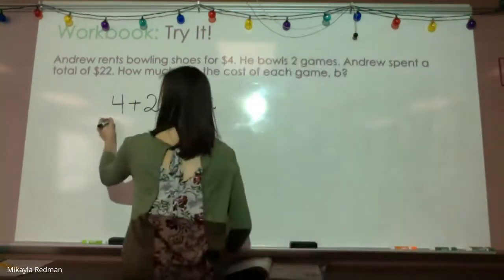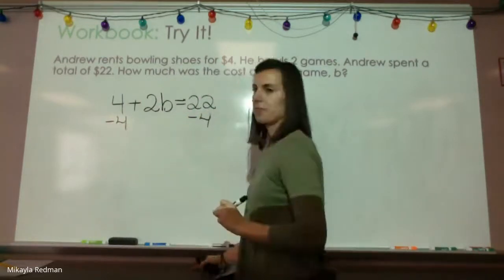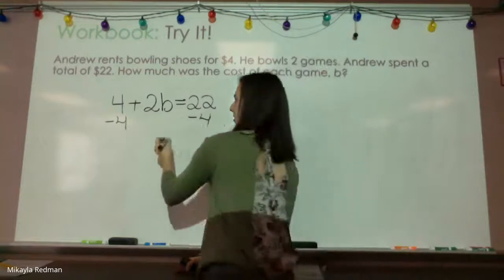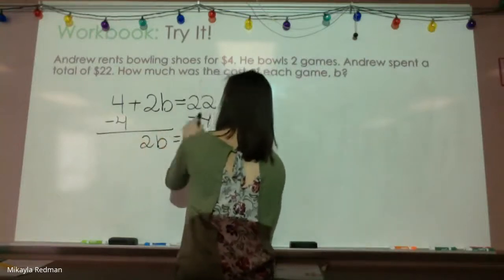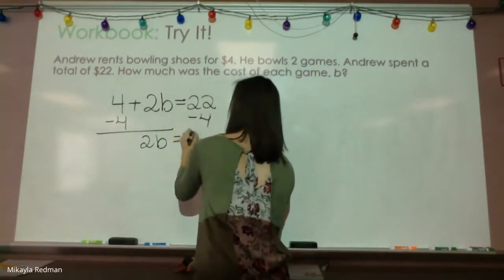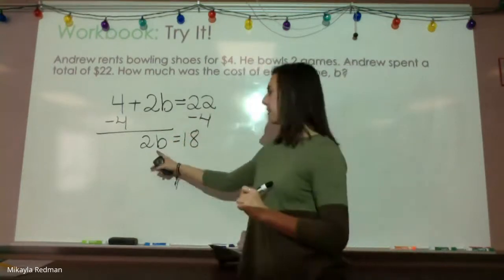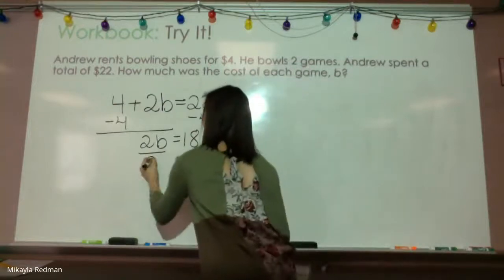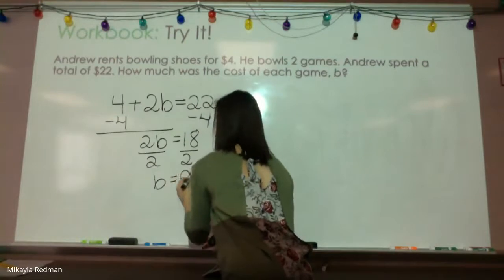So we start by subtracting the 4. We subtract 4 from this side, we get 2B. 22 minus 4, we're left with 8. And now we can divide by 2. So B is equal to 9.